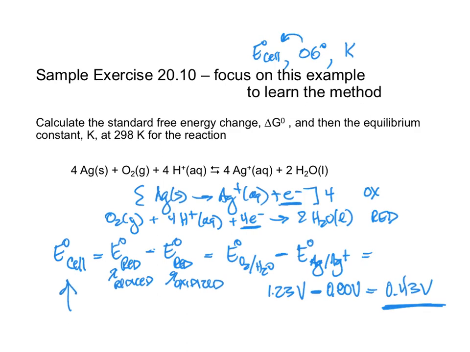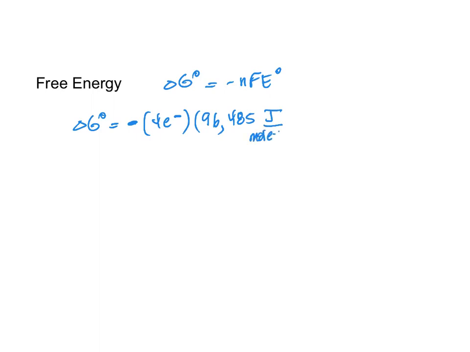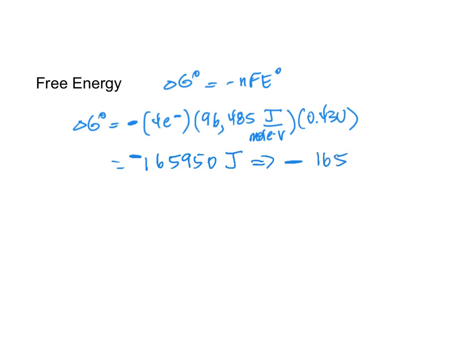Now, the E0 here is a positive value, so that says this reaction should proceed as written in the forward direction. But again, they're asking you now to find delta G0, the free energy. So delta G0 has the equation minus nFE0. We just calculated that on the earlier slide. So delta G0 would be a negative, and we have a 4-electron process. Our Faraday value is 96,485 joules per mole electron volts, and we have a voltage of 0.43 volts. When I crunch those numbers together, what I get is 16,595,050 joules. That corresponds to a negative, oh, there's my negative sign, negative 165 kilojoules.